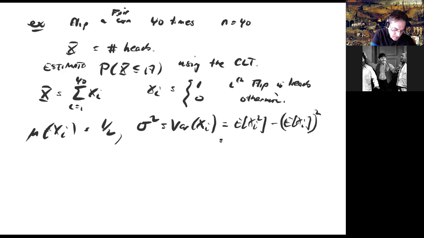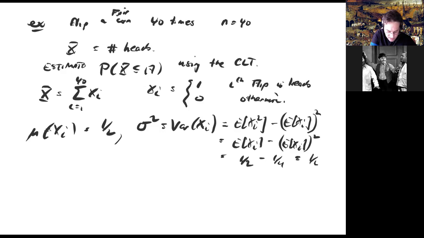But E of xi squared is E of xi. So this is E of xi squared minus E of xi quantity squared, which is 1/2 minus 1/4, which is a quarter. So that's the variance. Therefore, sigma in this case is going to be the square root of 1/4, or a half. Okay, so we now know the variance and mean of a coin toss.